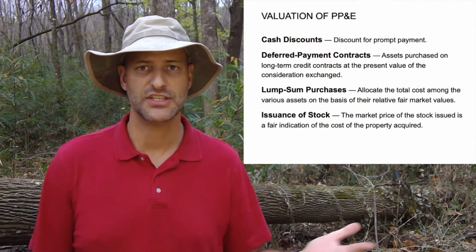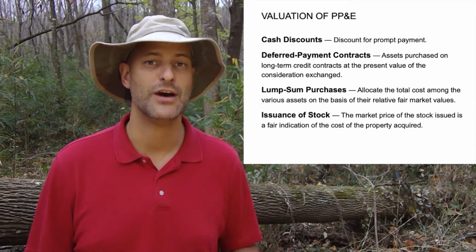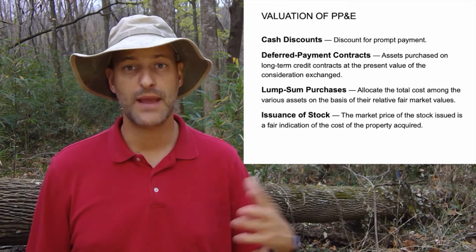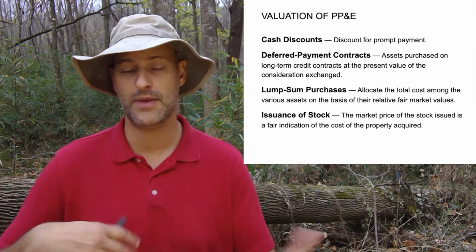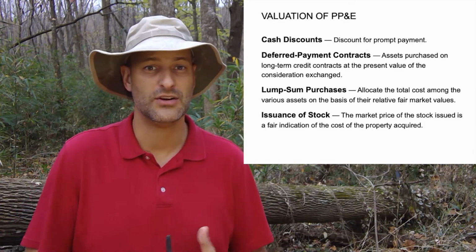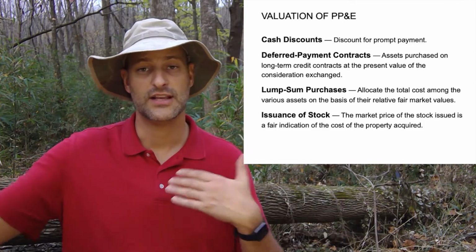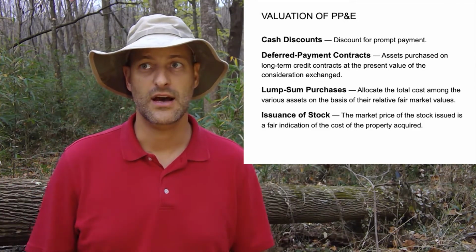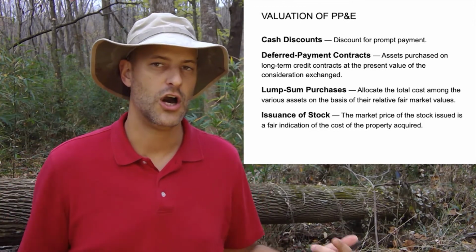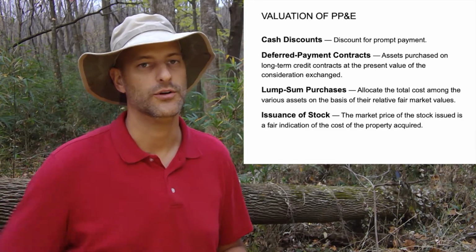So we have cash discounts. We've talked about cash discounts. These are discounts for prompt payment. That'll change the amount of what gets acquired. If we have deferred payment contracts, where we don't have to pay right away for an asset, then assets purchased on long-term credit contracts are recorded at the present value of the consideration exchanged. So if we have to pay, say, $100,000 in 6 years, then we have to take the present value of that $100,000 today. That's actually the cost. And then everything else is interest expense going forward.